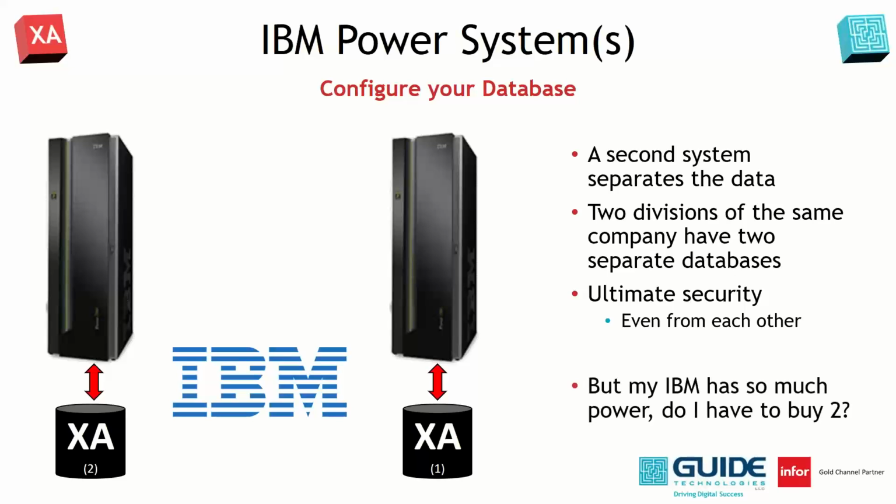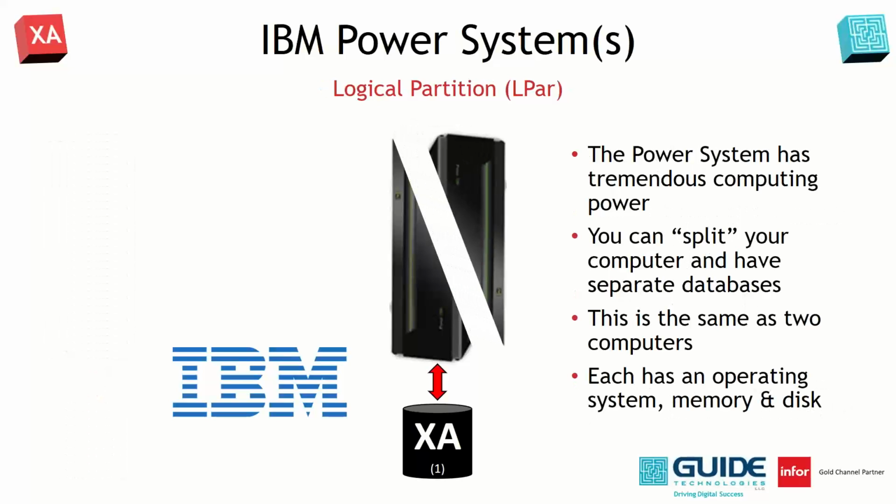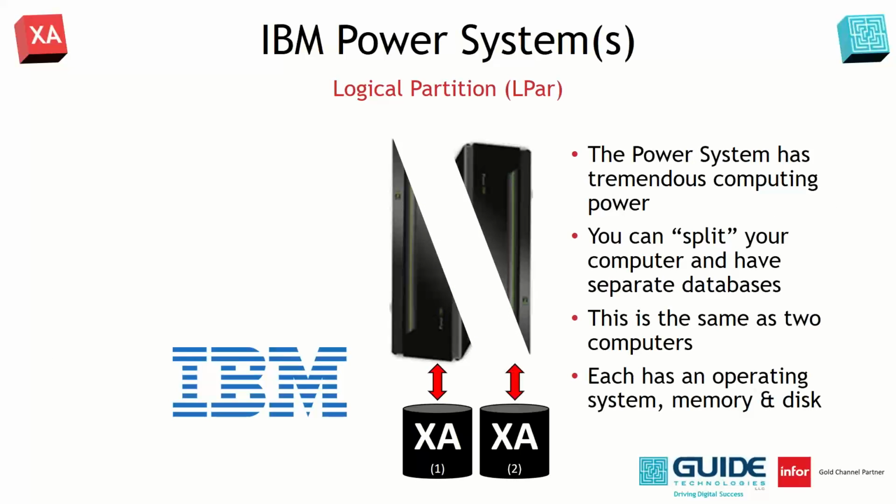But what happens if I have multiple companies and I don't necessarily want to buy another IBM system? These things are so powerful. It's not unusual to find out, geez, I'm only using 30% of my computer power. Why do I have to buy another system? Well, we don't. We can actually split an IBM i. What I mean by that is this is called a logical partition. Literally to the user, you are on two different computers. You're sharing the computer chips that do the processing, but you have your own memory, your own disk, your own software that's loaded.